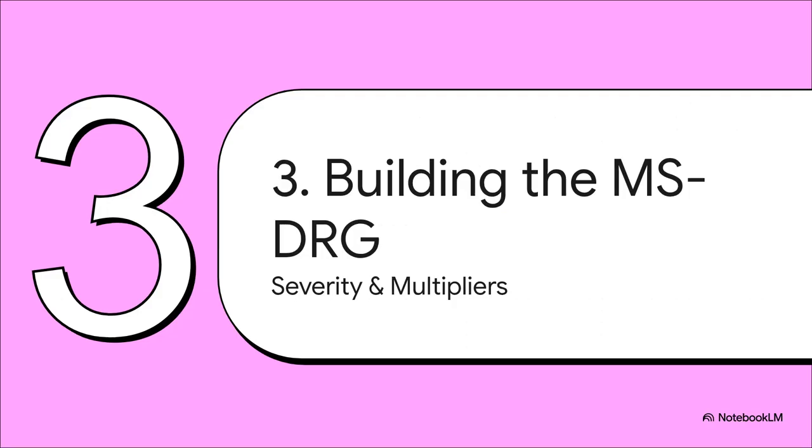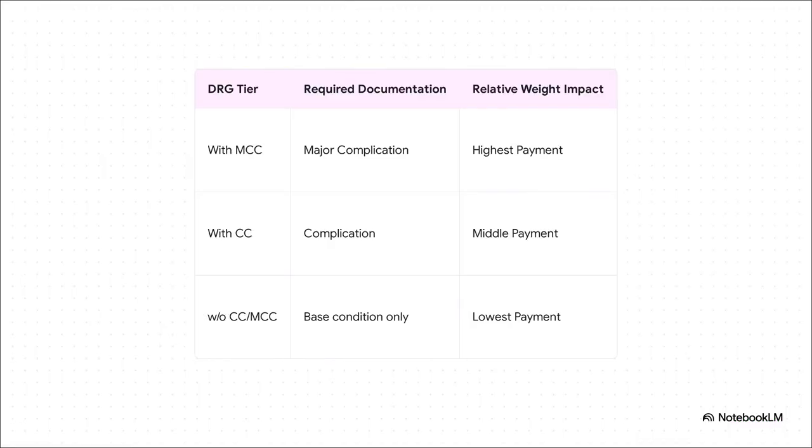All right, Section 3, building the MS-DRG. Let's see what happens when we put those codes together and look at severity and multipliers. Now we feed those codes into the grouper engine, and this is where severity comes into play.